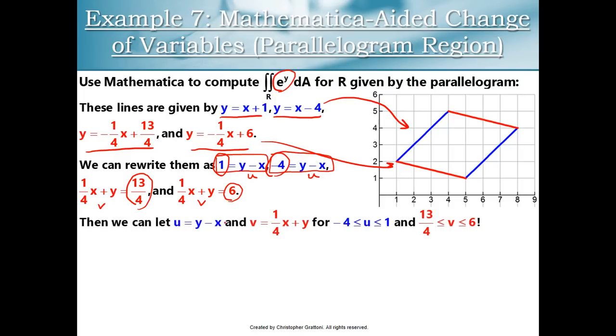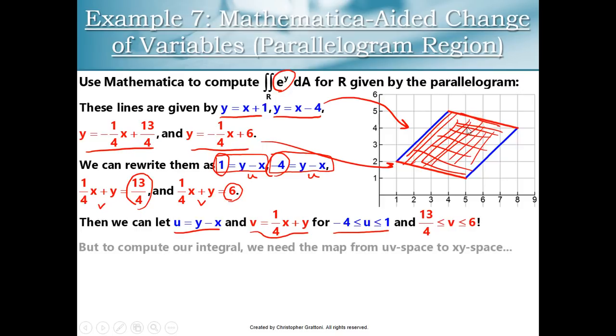So I'm going to do that. I'm going to say let u equal y minus x, let v equal 1/4 x plus y, and let u vary between negative 4 and 1. It's kind of like filling in the parallelogram in that direction, right? And then v goes from 13/4 to 6. It's kind of allowing the parallelogram to go out that way.